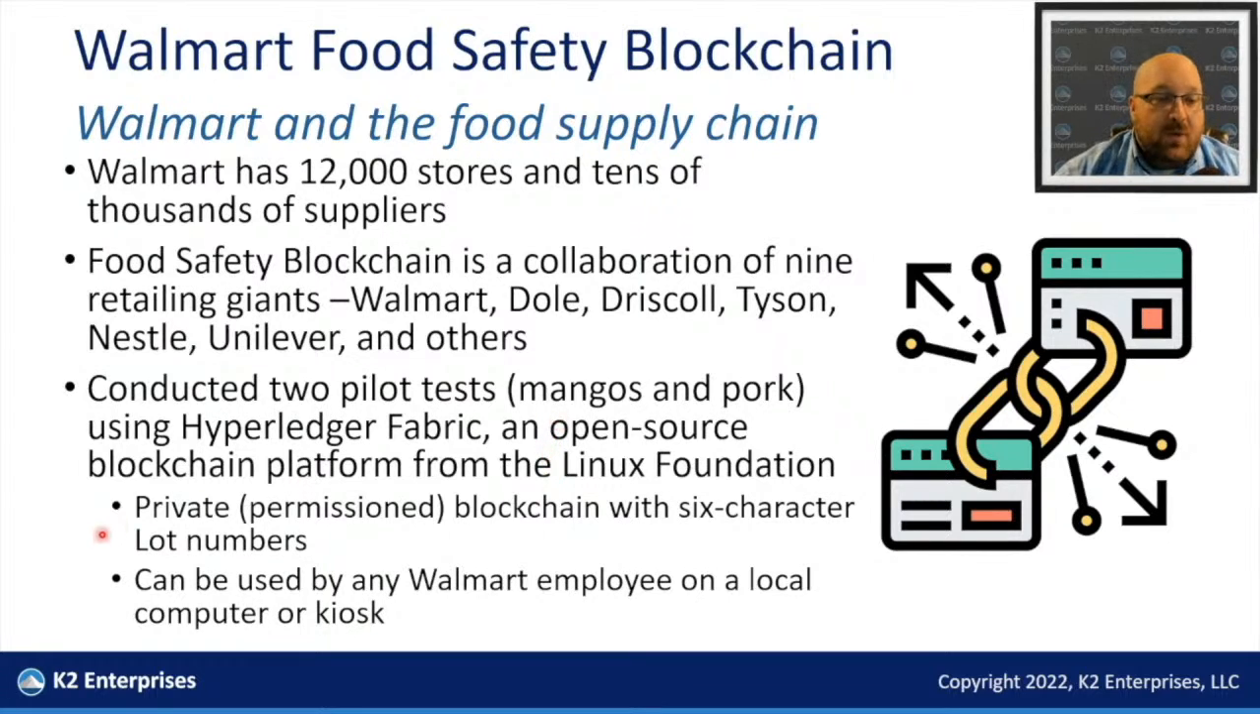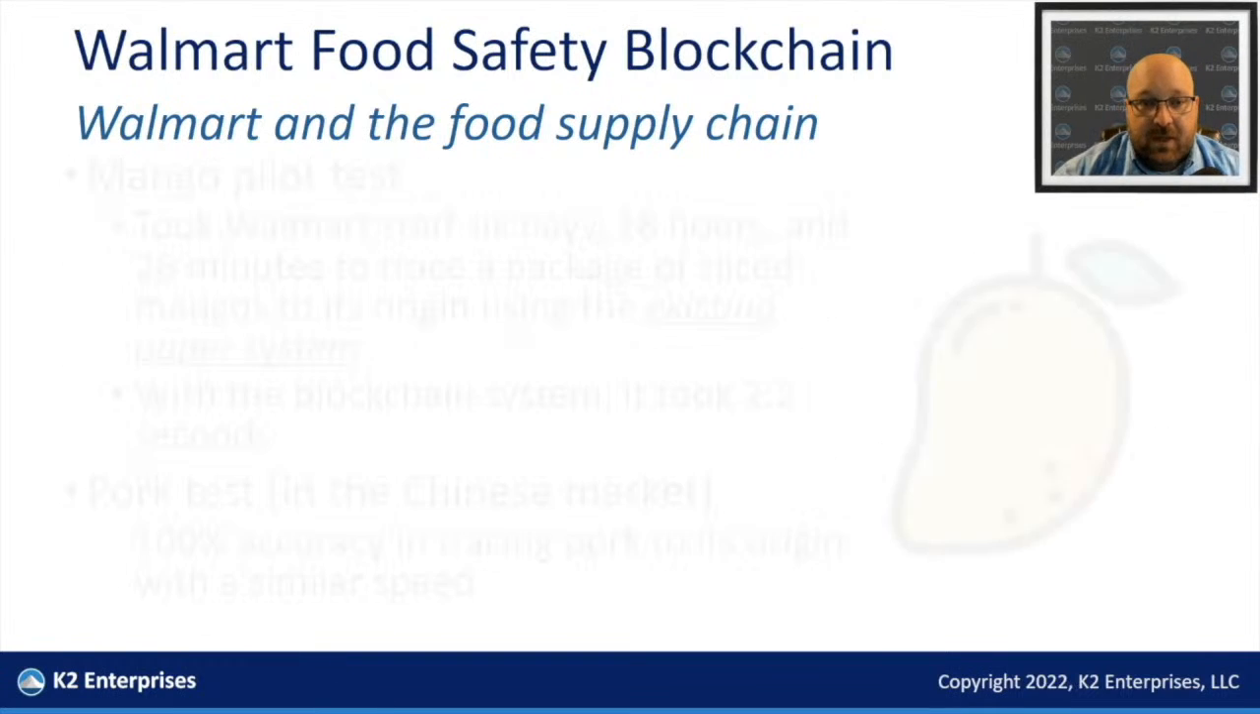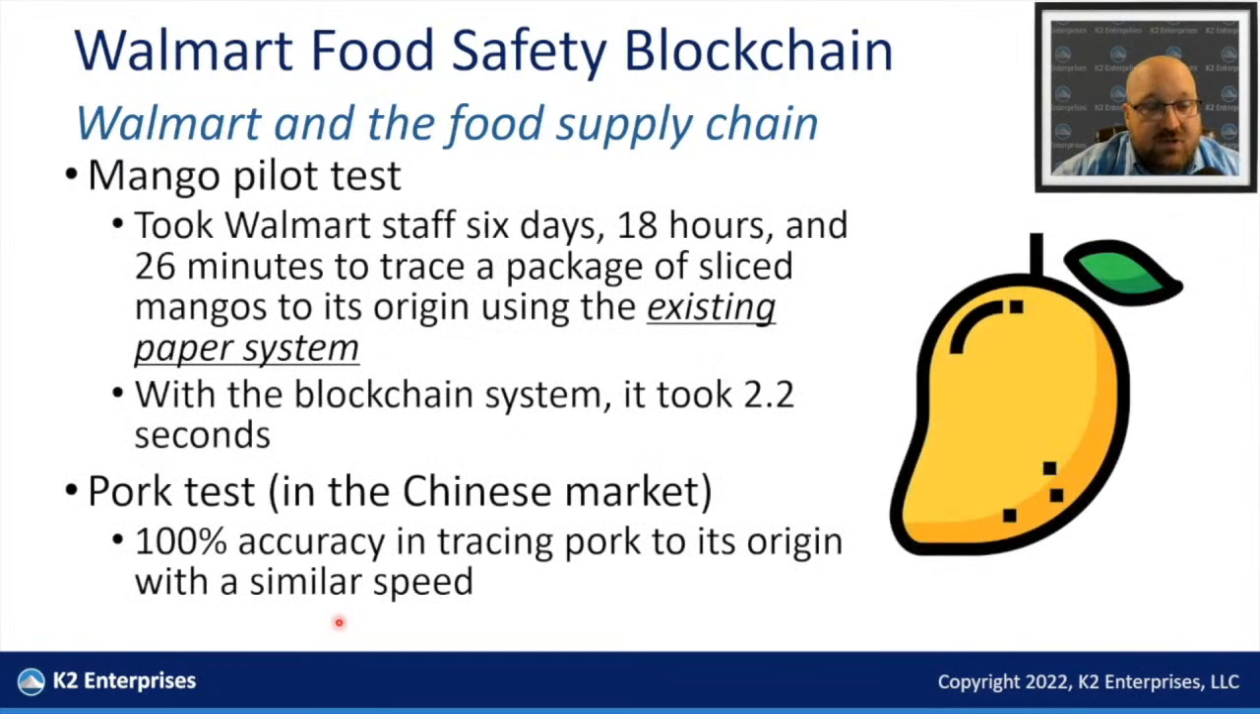Now what they did though is they created a private permissioned blockchain where they are the ones controlling who can participate. They created 6 character lot numbers that they assigned to the different products that were being produced and tracked. Now this system is accessible by any Walmart employee at any computer. They type in a lot number and it will trace the provenance of that food. Now here's where it starts to get really interesting and very useful. So they did these 2 different projects.